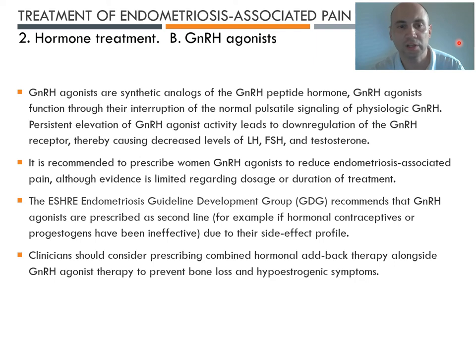It's recommended to prescribe women gonadotropin-releasing hormone agonists to reduce endometriosis-associated pain, although evidence is limited regarding dosage or duration of treatment. The ESHRE Endometriosis Guideline Development Group recommends that gonadotropin-releasing hormone agonists are prescribed as second line, for example, if hormonal contraceptives or progestogens have been ineffective due to their side effect profile. Clinicians should consider prescribing combined hormonal add-back therapy alongside gonadotropin-releasing hormone agonist therapy to prevent bone loss and hypoestrogenic symptoms.